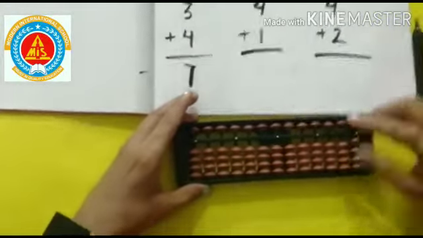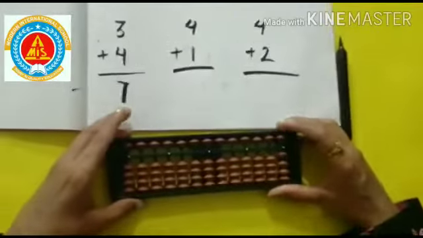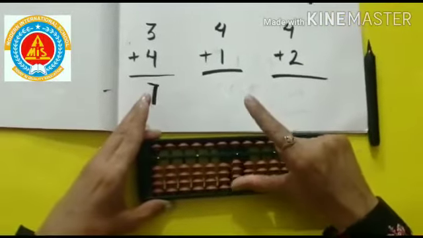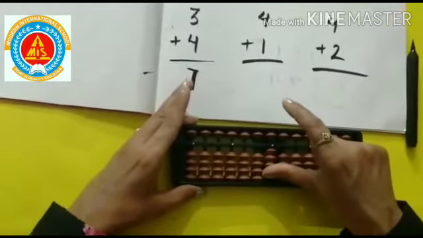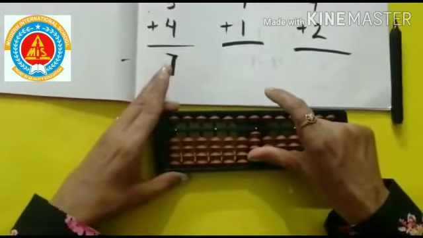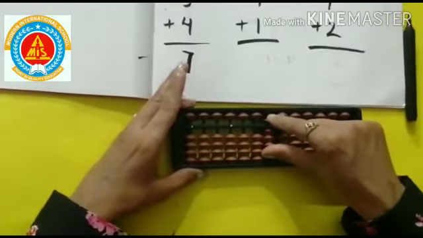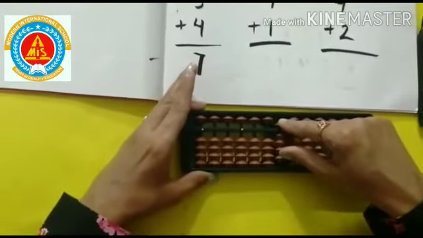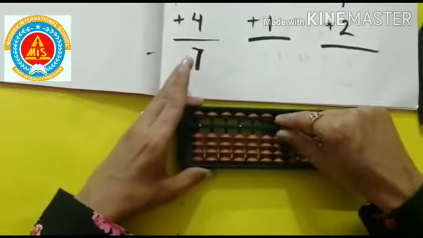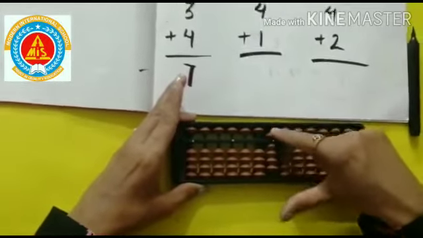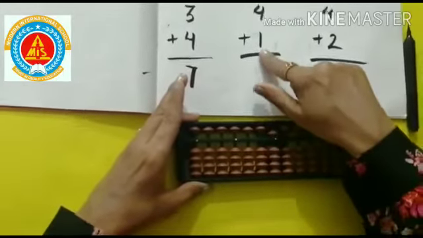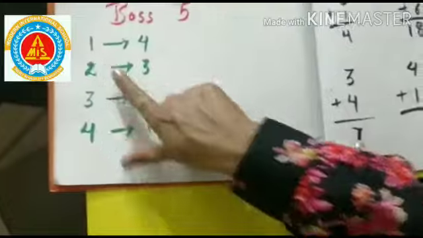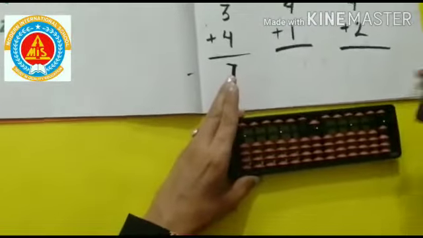Now one more question I am explaining. 4 plus 1. For that we will take 4 here, but 1 is not available here. We will apply the small friend concept. For that, add the boss 5 less the friend 1. And what is the friend of 1? Friend of 1 is 4. The answer will be 5.